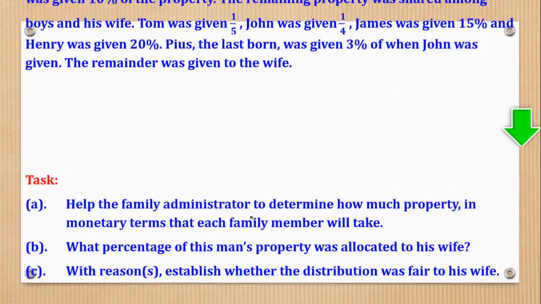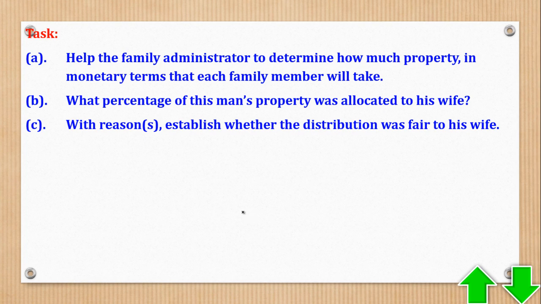Task A, help the family administrator to determine how much property, in monetary terms, each family member will take. Task B, what percentage of this man's property was allocated to his wife? And part C, with reasons, establish whether the distribution was fair to his wife.